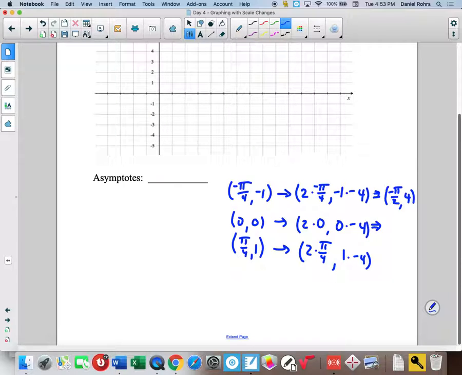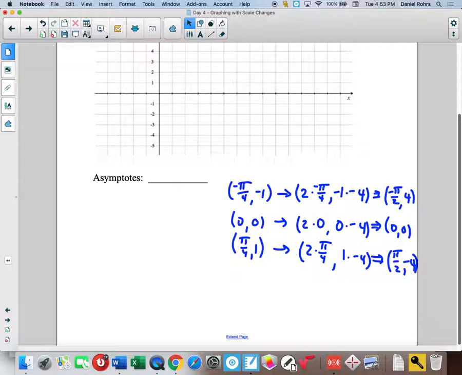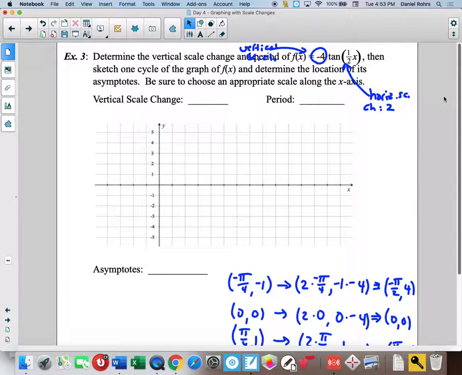This one ends up at 0, 0. So that didn't move anywhere. And this one ends up at pi over 2, -4. So if I start to plot those points, I would need a good unit of measure. Looking at the x-coordinates, a good unit of measure to use here is going to be probably pi over 2.